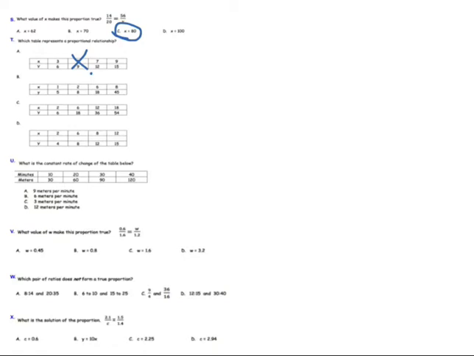Letter B says 1/5. 1/5 does not equal 2/8, so that's not going to work. 2/6 is the same as 1/3, compared to 6/18, which is also 1/3, compared to 12/36, which is also 1/3, and 18/54, which again can simplify to 1/3. All of these values are proportional, so letter C is going to be your answer.